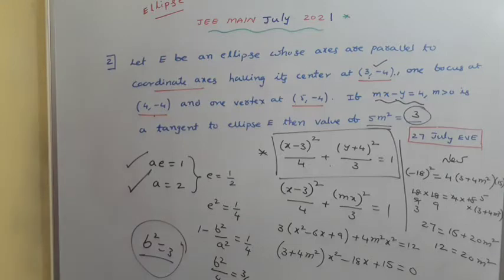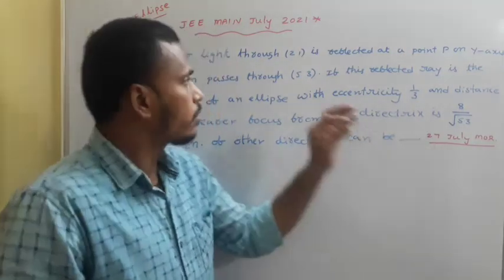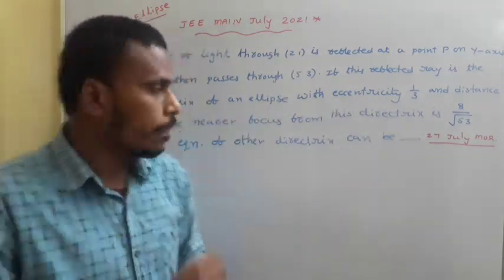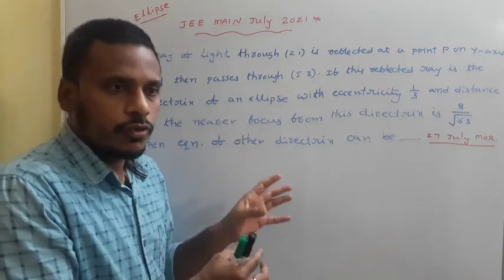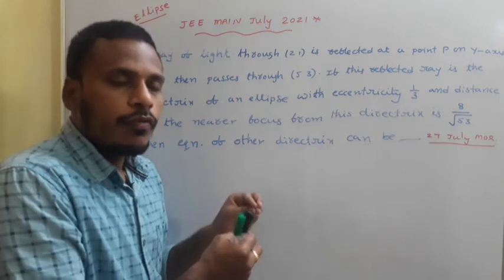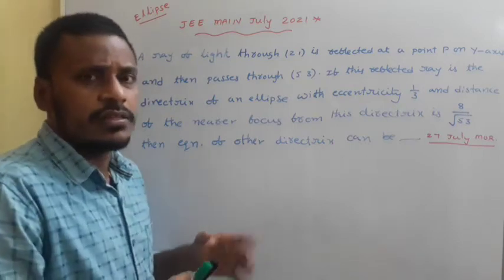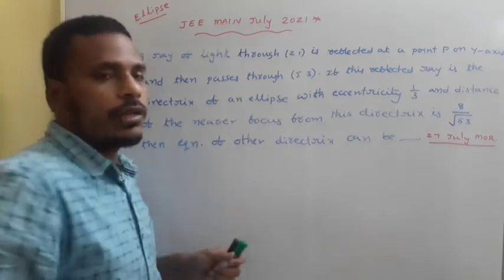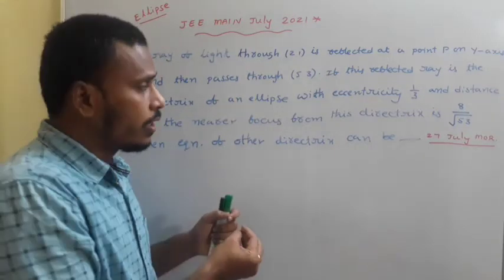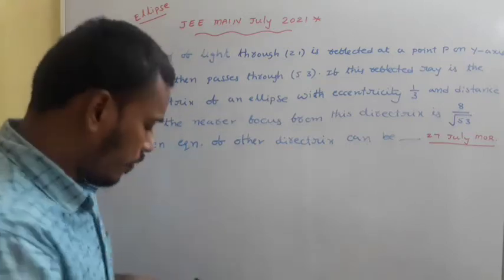Okay, have a look. This question was asked in the 27th July March morning session of 2021. This question is a multi-conceptual question. The concept of ellipse is related with the concept of reflected rays. These types of problems, reflected rays and incident rays, we usually face in straight lines. So a little bit of the concept of straight lines is connected with this concept of ellipse.